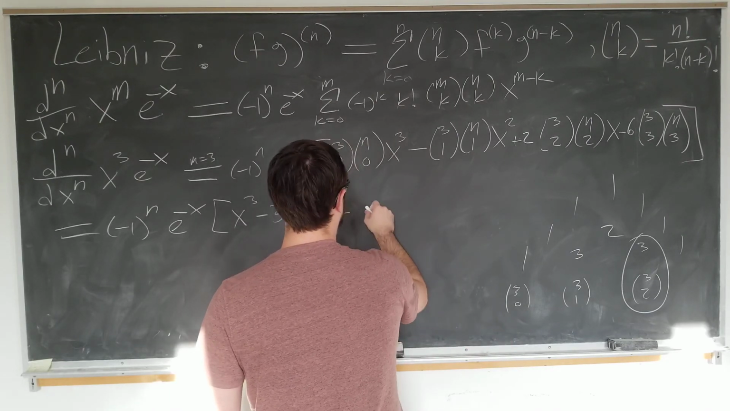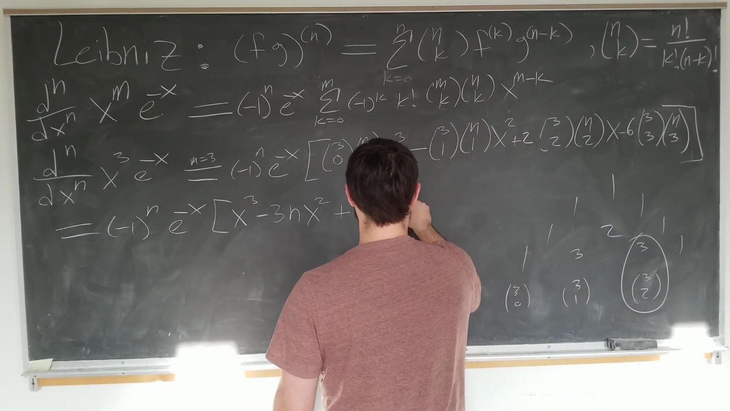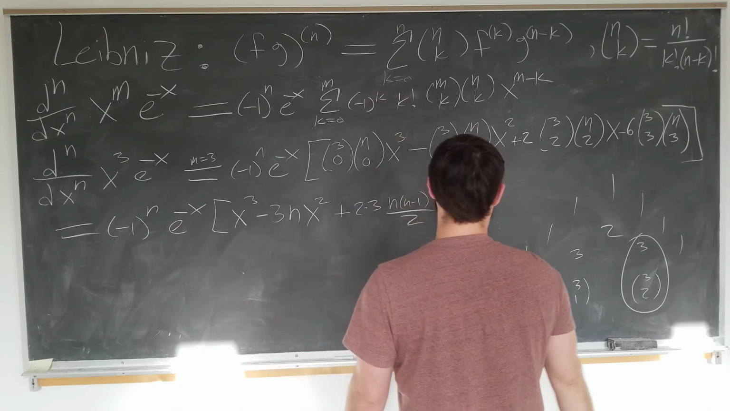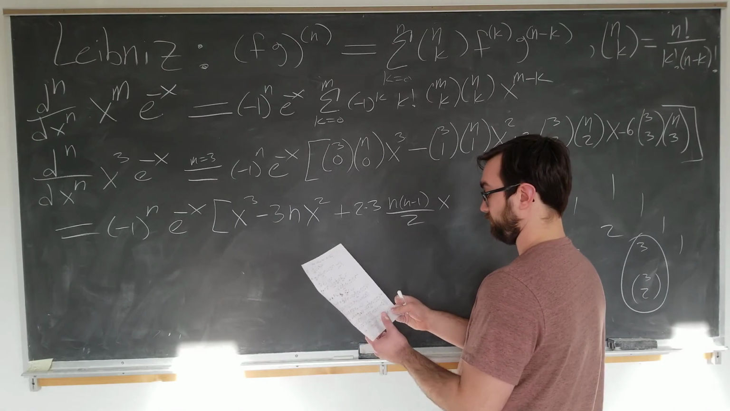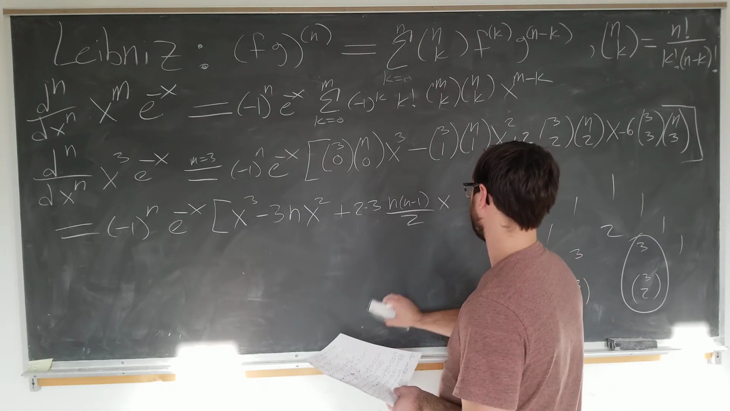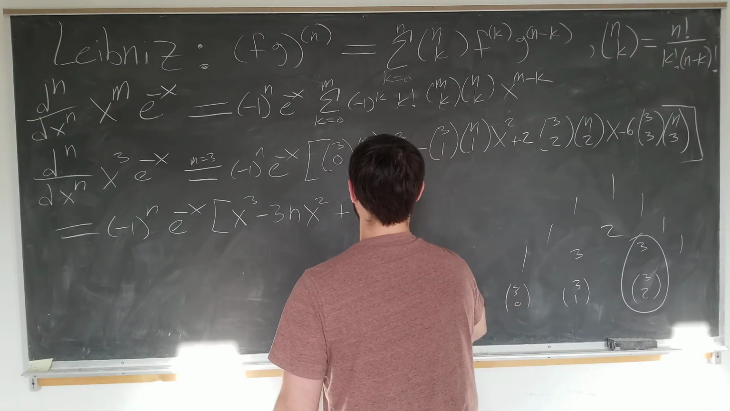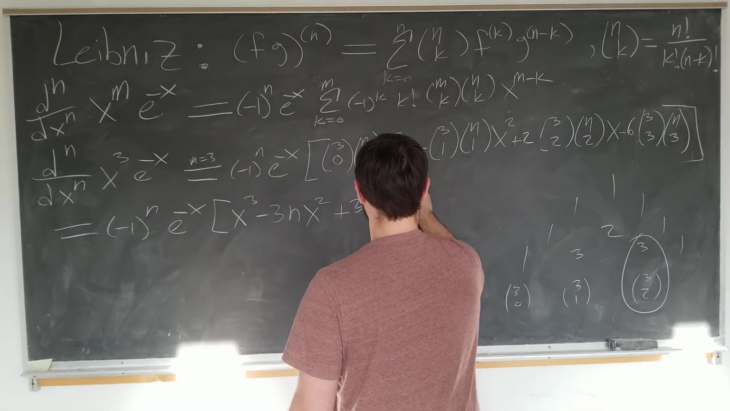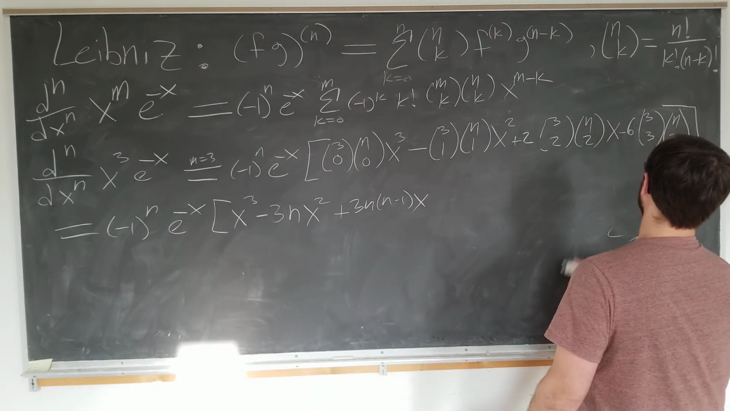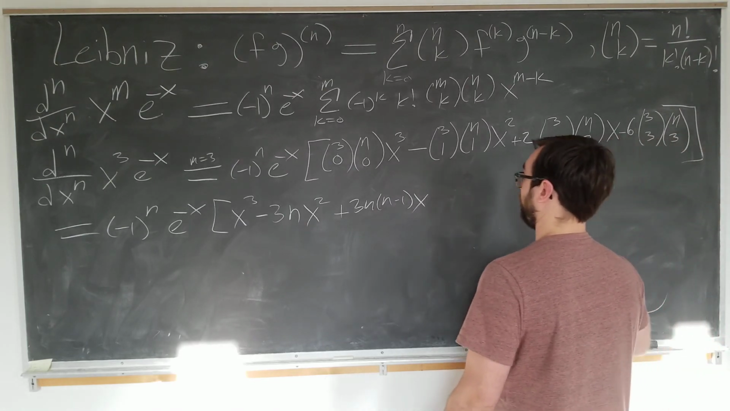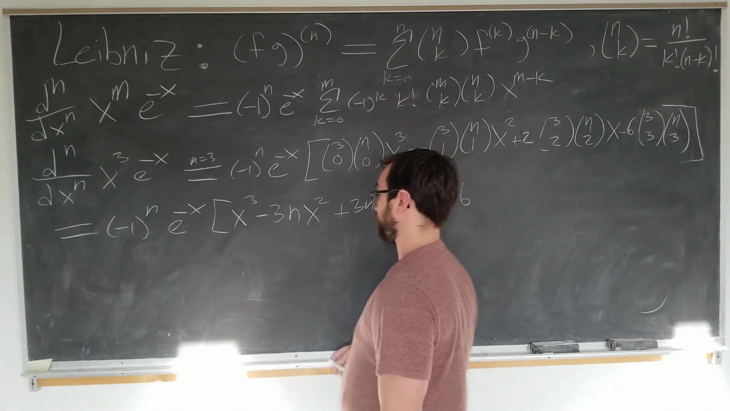Plus 2 times 3. Then we have n choose 2 before, which is n times n minus 1 over 2, x. So it should become 3n, n minus 1, x, which it does. And for the last term, we now need 3 choose 3, which is 1, and n choose 3, which we have to calculate.